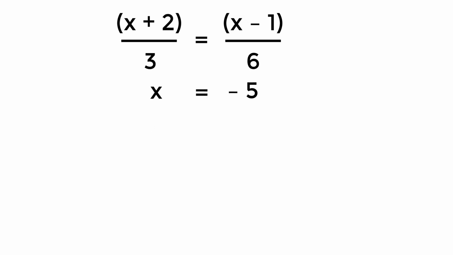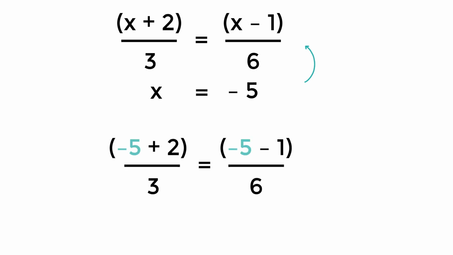Let's check the solution. Substitute x equals negative 5 into the equation. The left side becomes negative 1 and the right side is also negative 1. Since both sides are equal, the solution is correct.